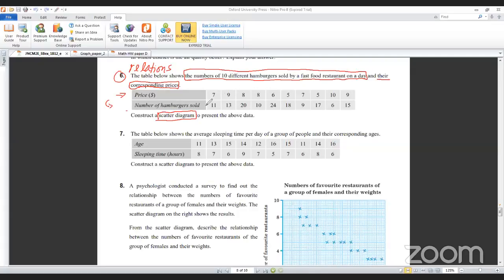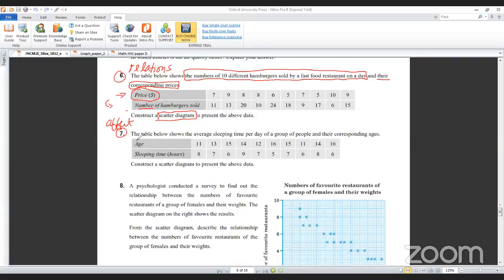of hamburgers sold. For example, you may ask a question, if the price is lower, it means it's cheaper, will the restaurant sell more hamburgers? This is what we call relations. It means I want to know whether the price can influence or affect the number of hamburgers sold.